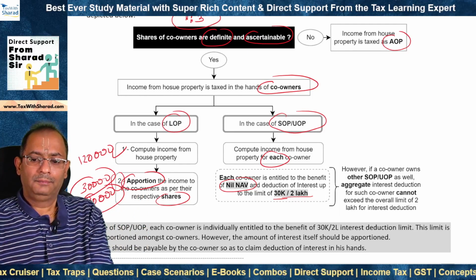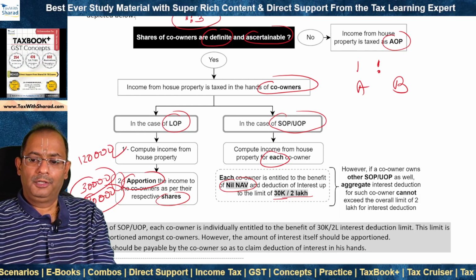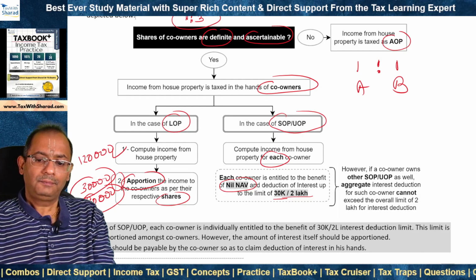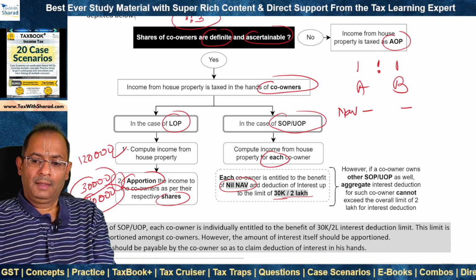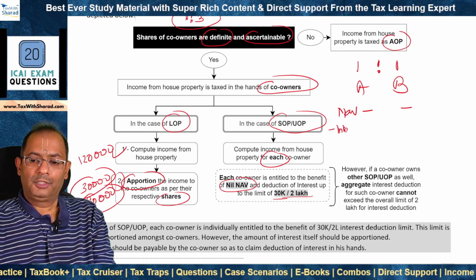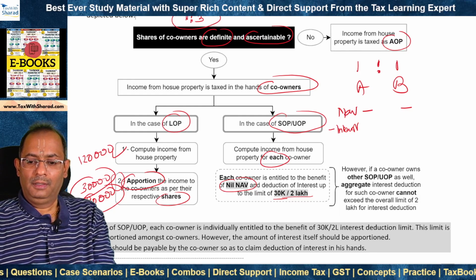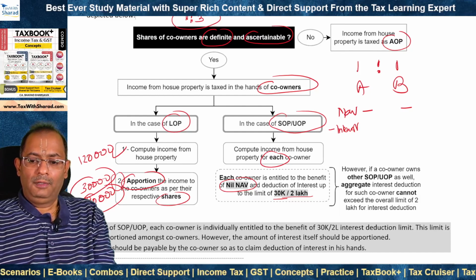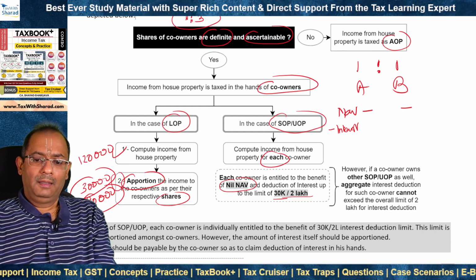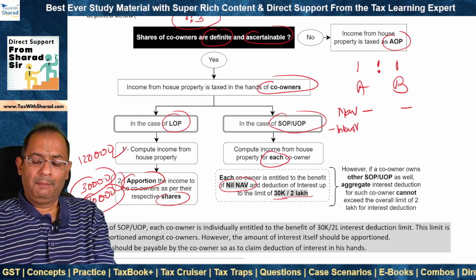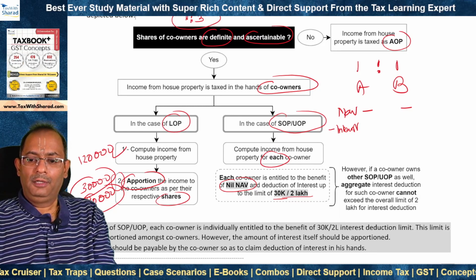So if, for example, A and B are the co-owners sharing ownership in the ratio of 1:1, then NAV will be nil for both of them. And then each of them will be provided deduction on account of interest, right? And if, say, the enhanced limit of 2 lakh is available on account of deduction of interest because it is a case of construction of property by borrowing capital, then the limit of 2 lakh will be available to each of A and B.